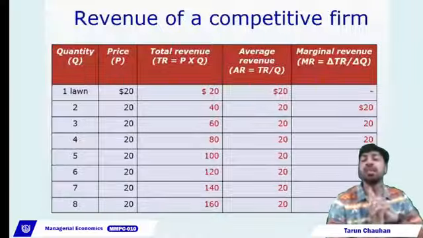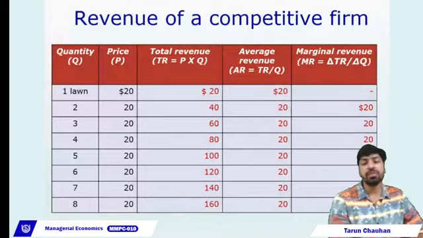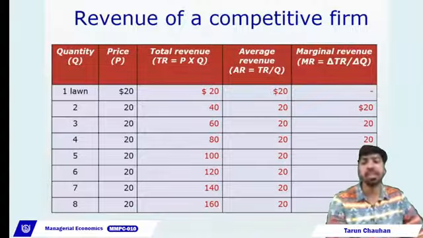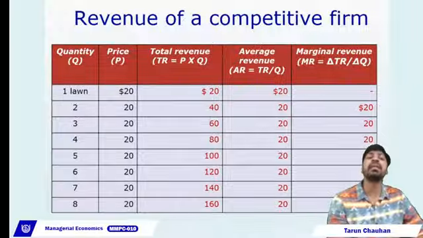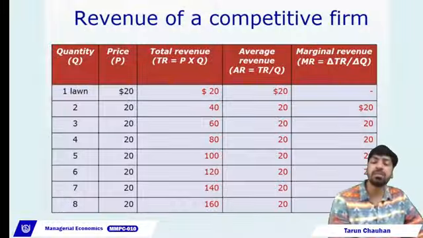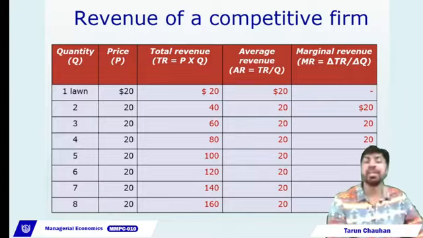Marginal revenue is equal to delta total revenue by delta Q. You can see the marginal revenue, with total revenue going from 20 to 40, so 40 minus 20 by delta quantity, which is 1. So delta Q is 1 and the change in total revenue is 20. Then again, 20 by 1, 20 by 1, 20 by 1, and so on.